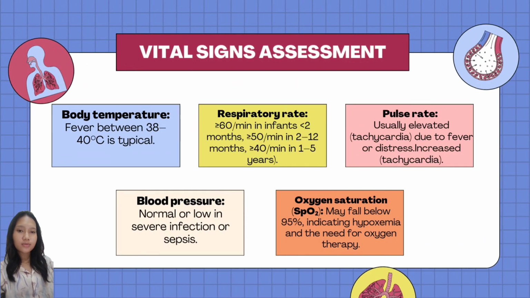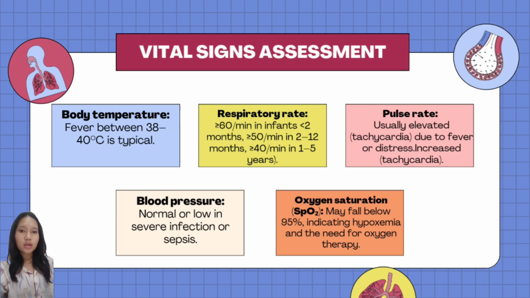Okay, next is vital sign assessment. First is body temperature. Fever between 38 and 40 degrees Celsius is typical. Second is respiratory rate: more than 60 times per minute in infants under 2 months, more than 50 times per minute in 2 to 12 months, and more than 40 times per minute in 1 to 5 years.